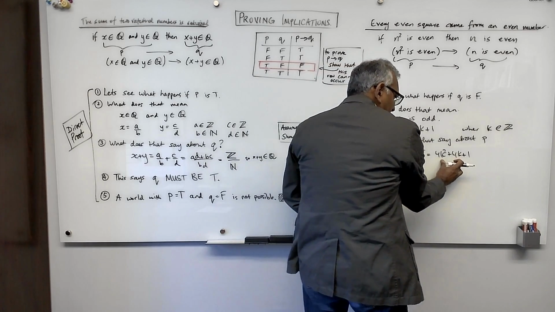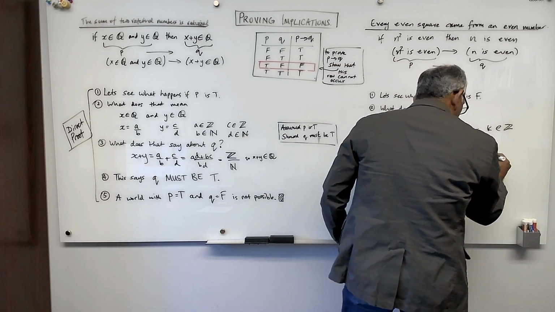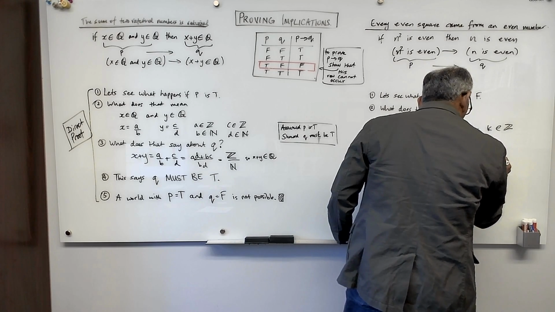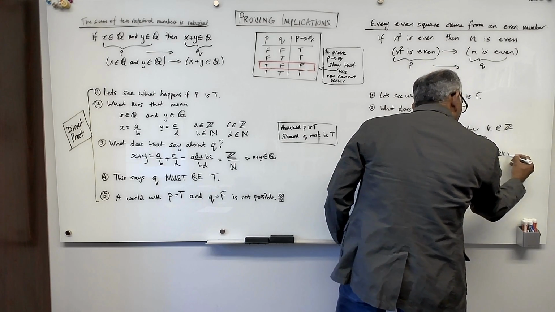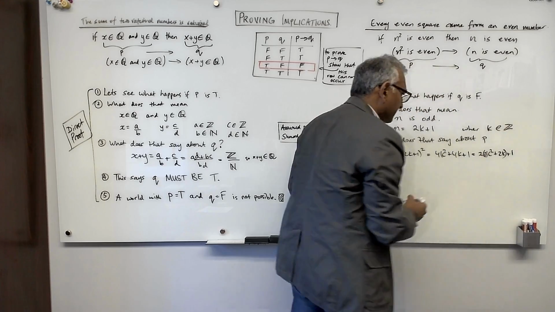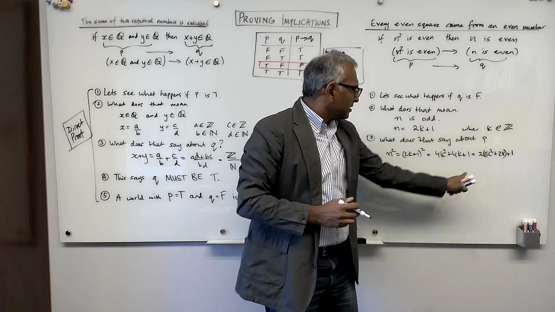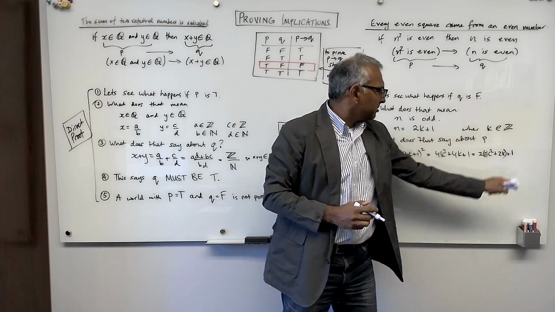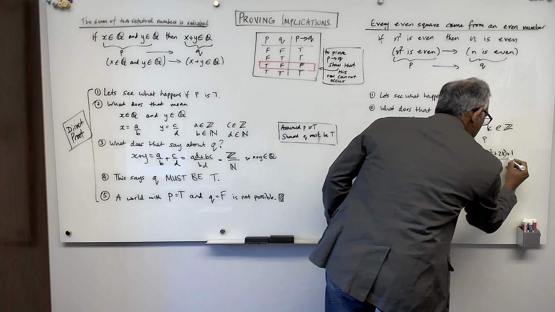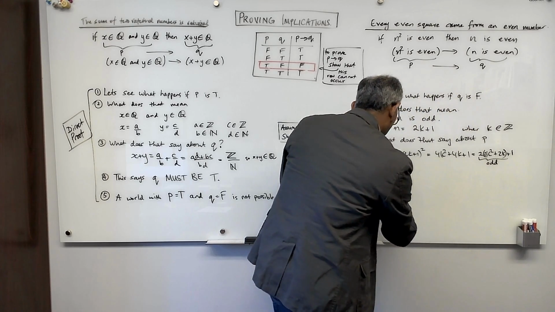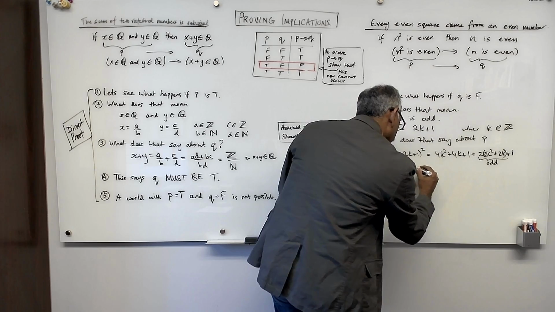So this part is divisible by 2. So this is equal to twice (2k squared plus 2k) plus 1. So it's twice something plus 1. But that means that this thing is odd, because it's twice something plus 1. So N squared is odd.